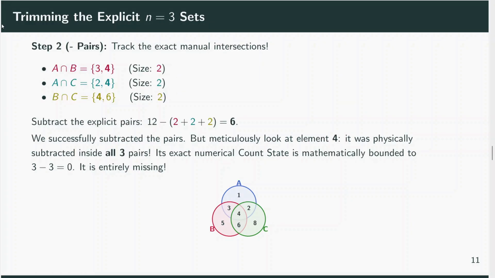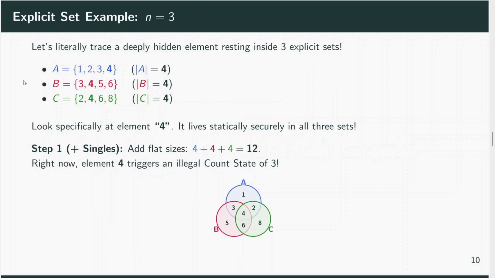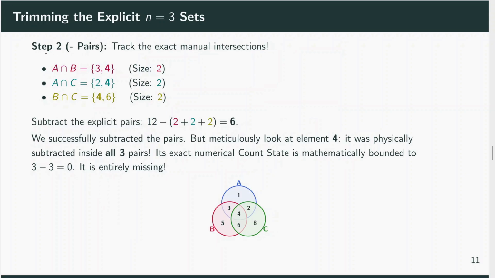Trimming the explicit n equals 3 sets. All right, we left off with a raw total of 12, and we know that element 4 has been overcounted 3 times. Time for step 2. We subtract the pairwise intersections. We need to find the 3 pairwise intersections explicitly, meaning we list the actual elements that 2 specific sets share.